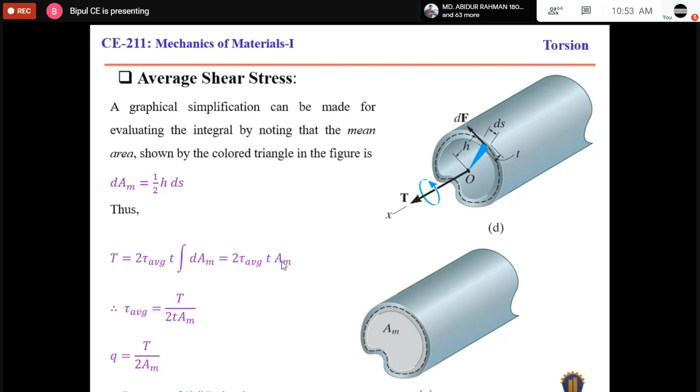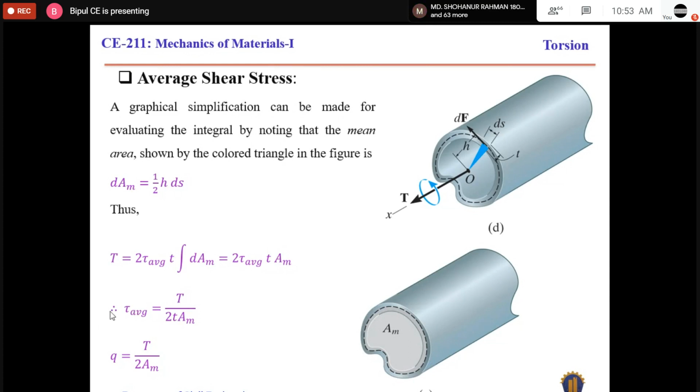Here Am, that means mean area, indicates that if we draw the center line of the thickness, that means this line is located at the center between the inner and outer points. So this is known as the center line. Am is the area enclosed by this center line.